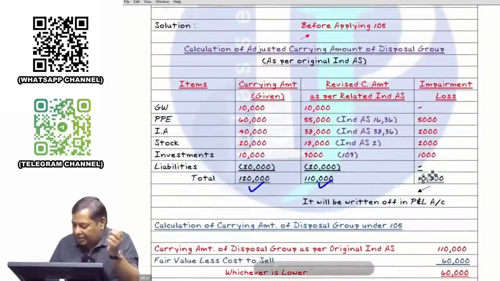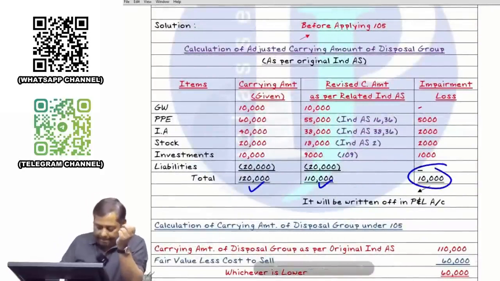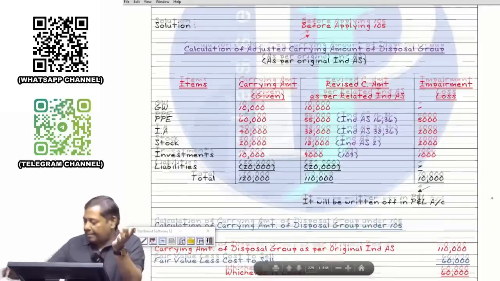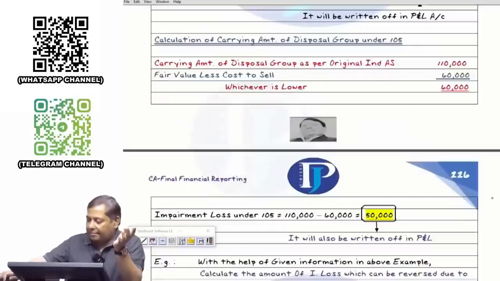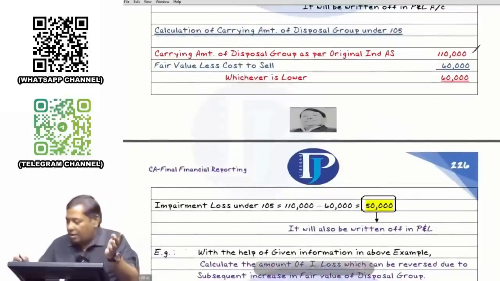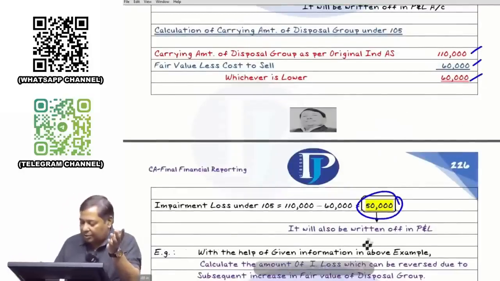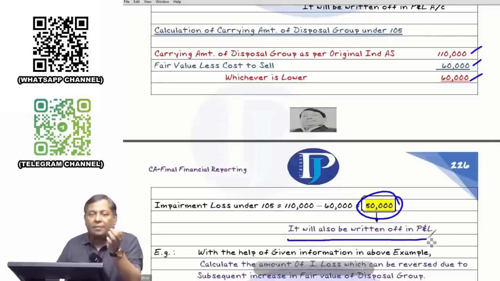It is 110 from 120, 10,000 loss. You have written off this in the profit and loss account. Then in 105, 110 valued at 60, whichever is lower. Loss of 50,000, this will be written off in P&L. 10 was written off earlier, now 50 total 60. Is this the question?